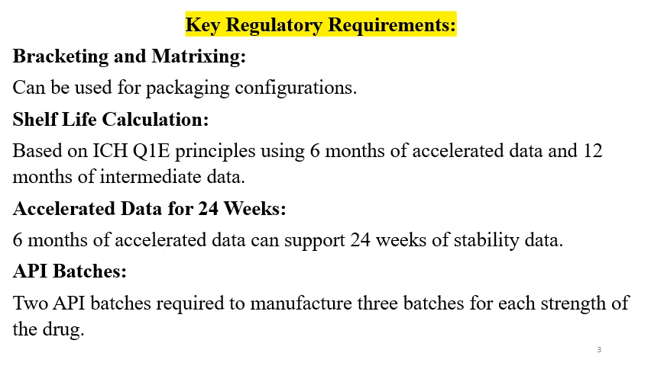Then API batches. 2 API batches are required for manufacturing 3 batches of product for each strength of the drug. For example, if you are working on a capsule formulation in 3 different strengths like 100 mg, 200 mg and 300 mg, then for making all the pivotal batches or exhibit batches, 2 API lots or 2 API batches will be required.